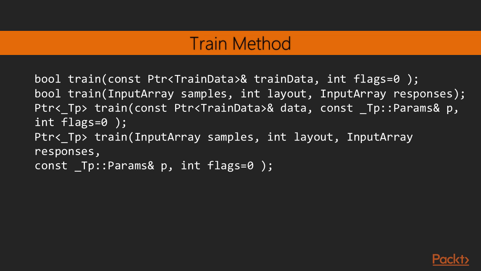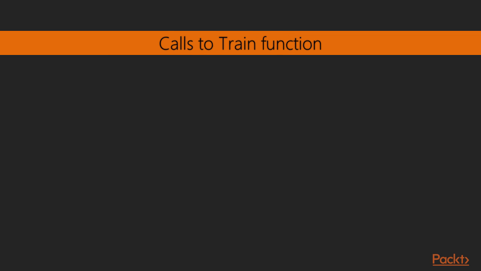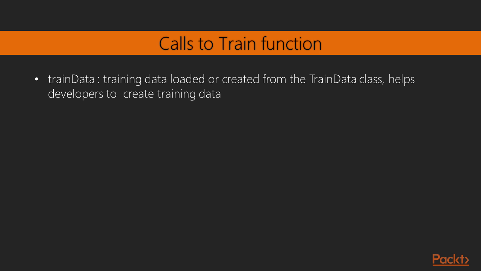The StatModel is an interface that is implemented by each of its implementations. The two key functions are train and predict. The train method is responsible for learning the parameters of the model from a training dataset. The train function has the following calls that can be called in 4 different ways. TrainData: this is the training data that can be loaded or created from the TrainData class. This class is new in OpenCV 3 and helps developers to create training data, because different algorithms require different types of structure of arrays for training and prediction, such as the ANN algorithm.